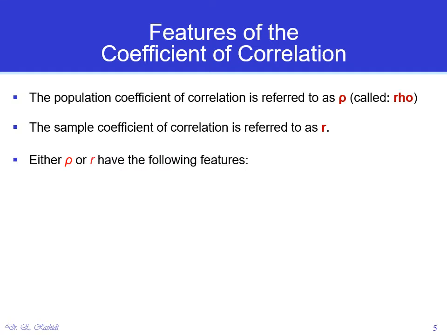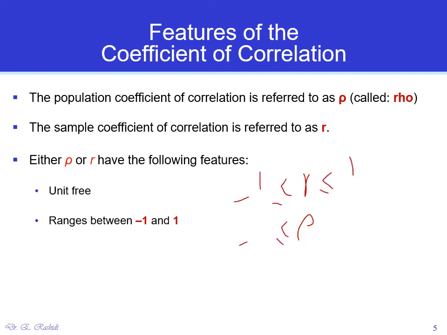Either rho or r have the following features. They are unit-free. Their range is between -1 and 1. So both r and rho are between -1 and 1. That means that the smallest value that they can get is -1, and the largest value they can get is 1. So it's a value between these two.